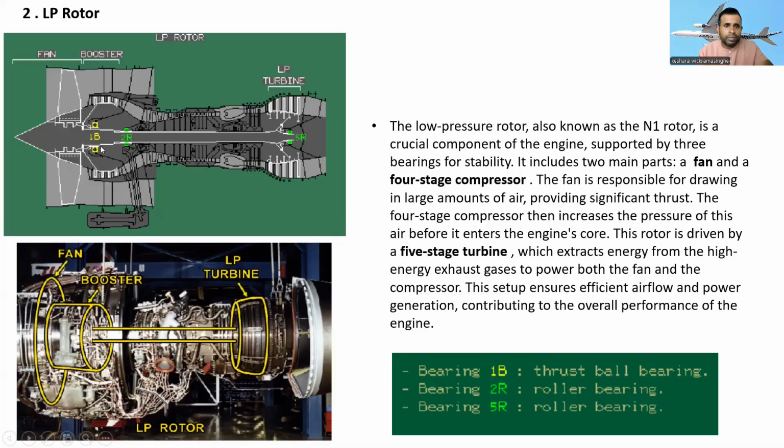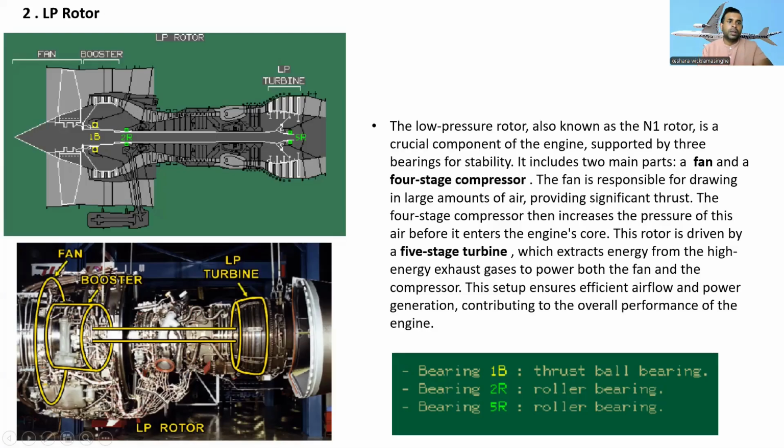You can see where the bearings are, 3 bearings, right? 1, 2, and 3. Here is bearing 1B, which is called a thrust ball bearing. The second one, bearing 2R, is a roller bearing, and this one, 5R, is also a roller bearing. So these 2 are roller bearings, and this one is a thrust ball bearing.